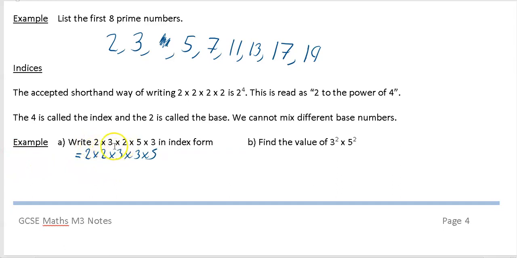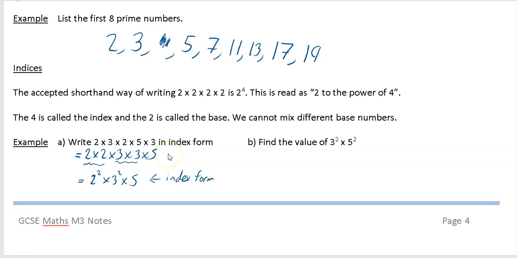So instead of 2 times 3 times 2, I've changed it to 2 times 2 times 3 times 3 times 5. And then what I can do is group these two things together, so they can just become a 2 squared. These two things can be grouped together, they can become a 3 squared. And then I'm just left with 5. And I'll just say this is in index form.